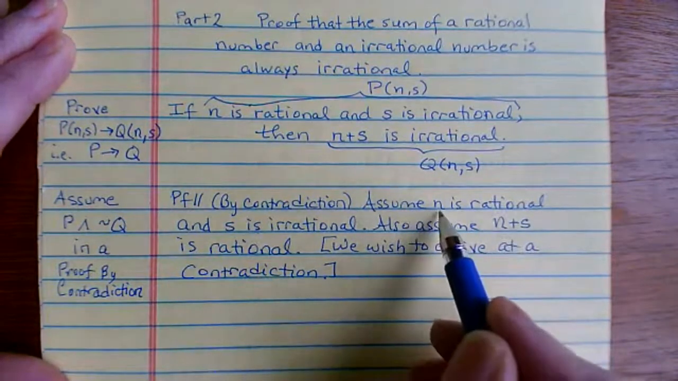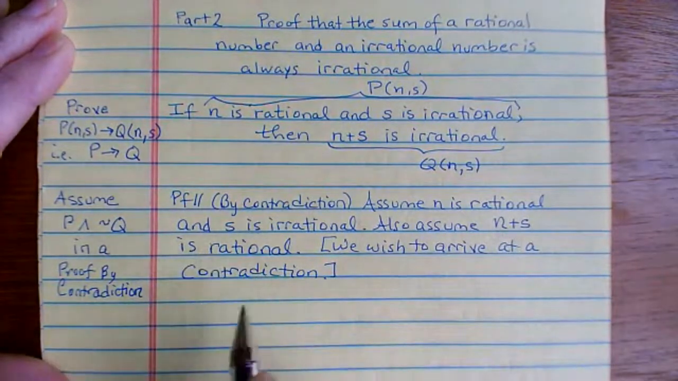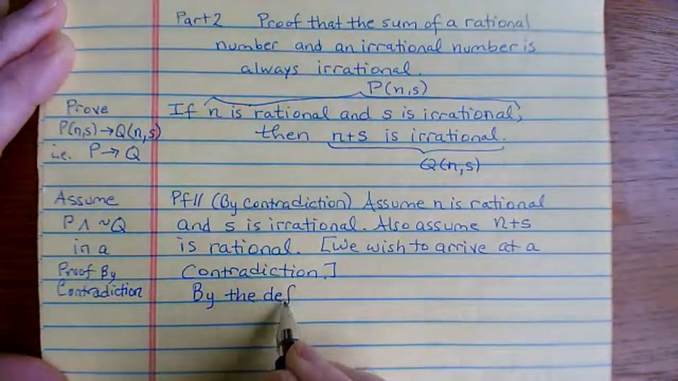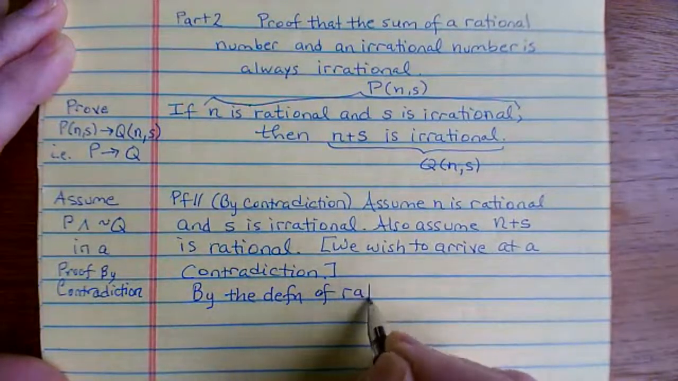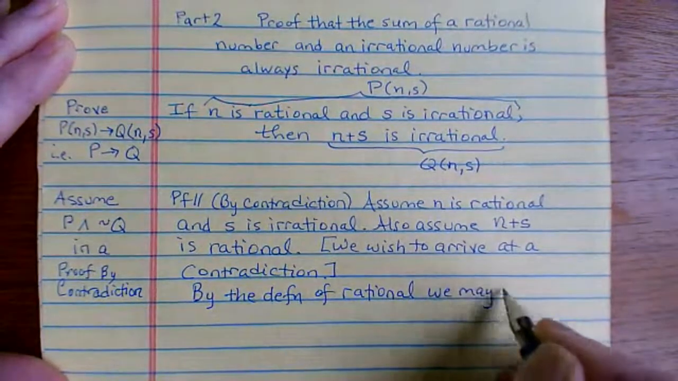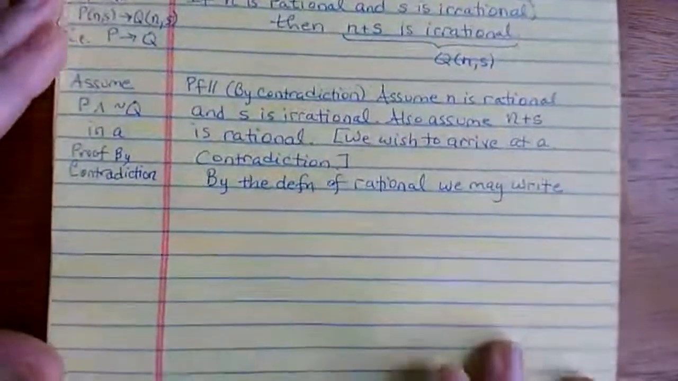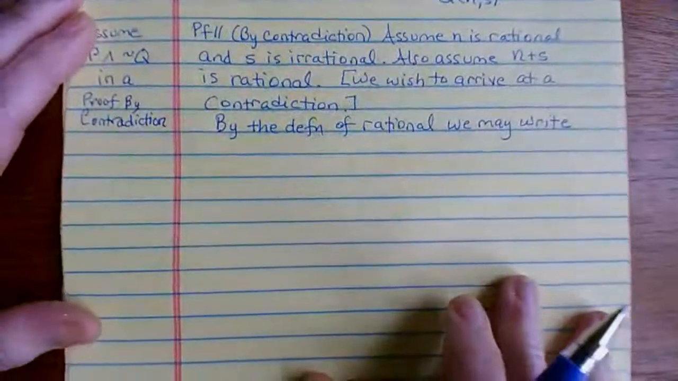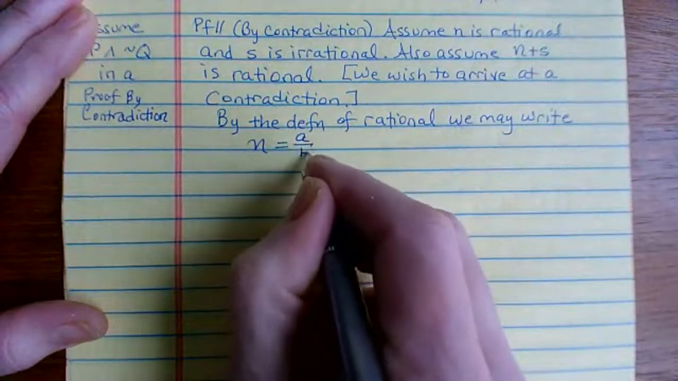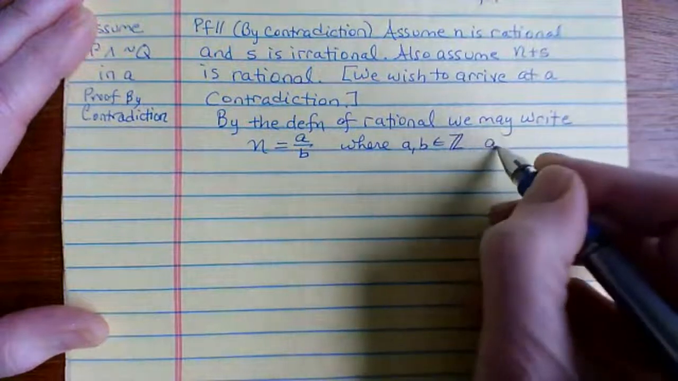So here goes. We've assumed that N is rational, and we've also assumed N plus S is rational, and we like this because we get our equations. So by the definition of rational, we may write, I'm going to do them both in one fell swoop here. N is equal to, let's say, A over B, where A and B are integers, and B is not equal to 0.